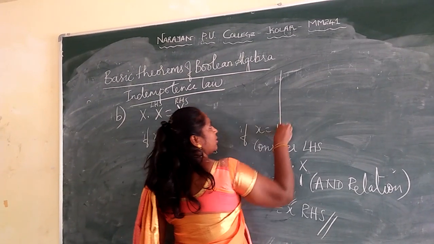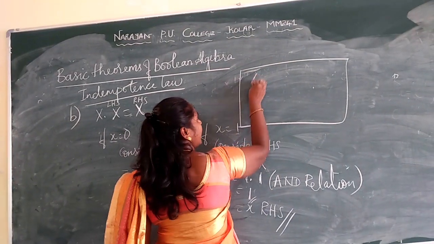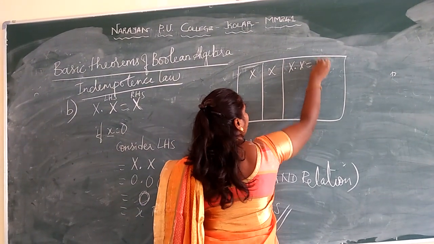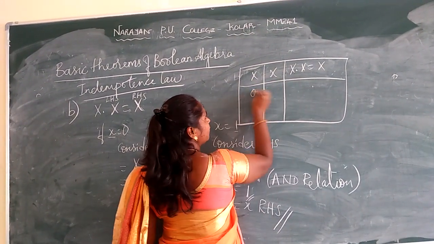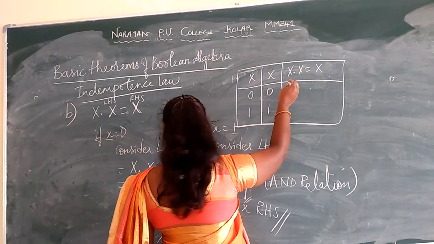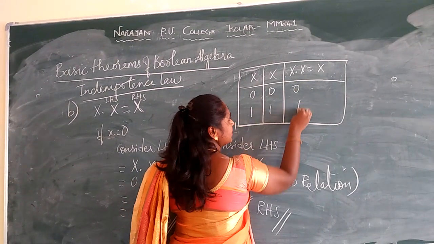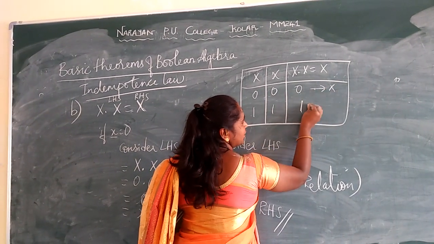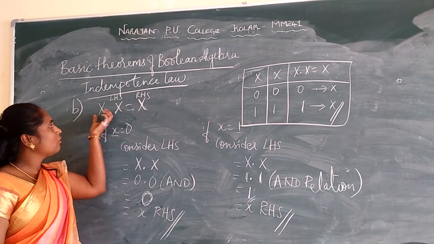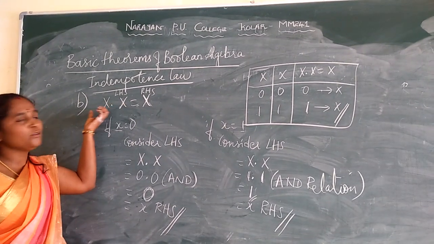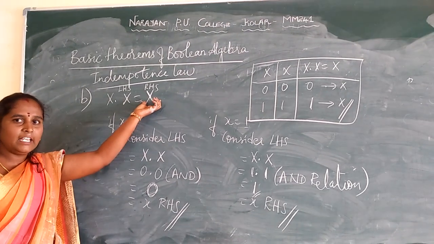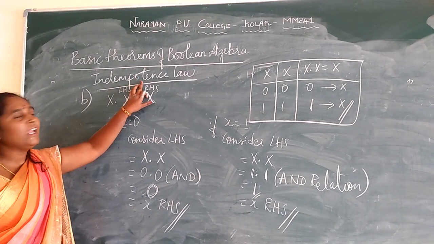The truth table for this: x dot x is equal to x. For both values, 0 and 1, 0 into 0 is nothing but 0, and 1 into 1 is nothing but 1. So this holds your x value and this holds your x value. For every possible value of x, when it is combined with itself using an OR operation or AND operation, the result is always the same variable. So that is your idempotence law.